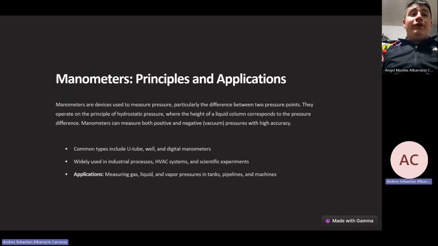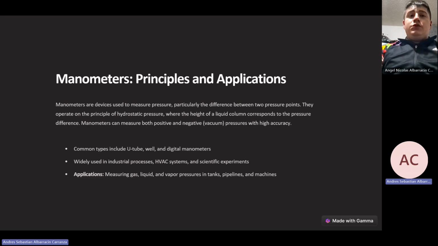Well, here we have some tools that we can use to measure the pressure of a system or environment. In this case, we have manometers, and we're going to look at their principles and applications. Manometers are devices used to measure pressure, particularly the difference between two pressure points, and they operate on the principle of hydrostatic pressure, where the height of a liquid column corresponds to the pressure difference.